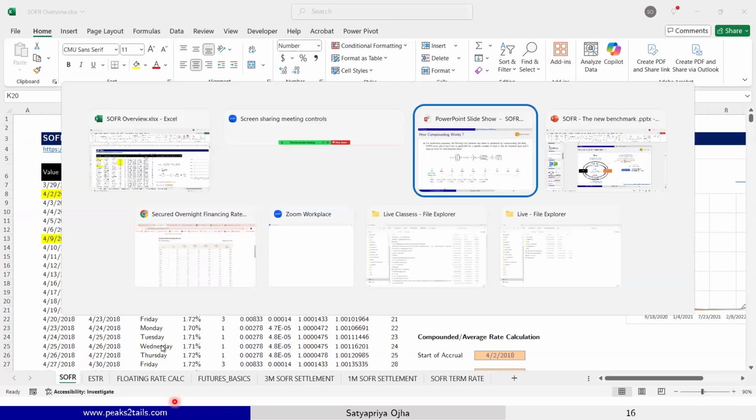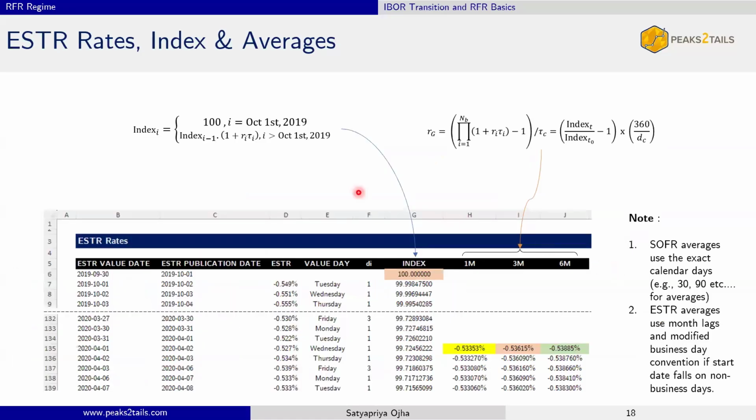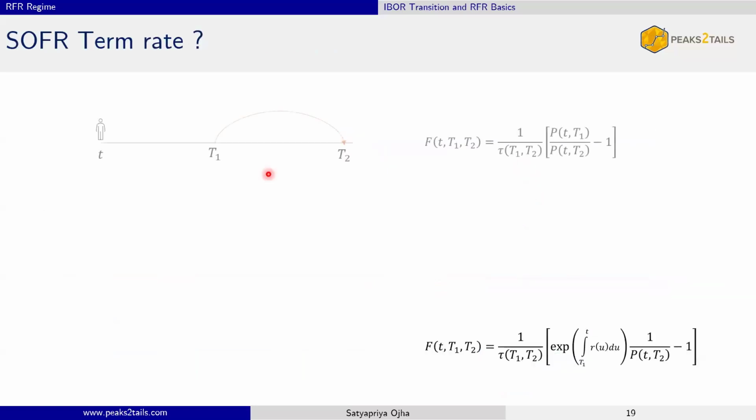If not, let's go back. This is something that we just discussed. We talked about SOFR rates, compounding, geometric mean, arithmetic mean, and how to calculate moving averages. Similar for ESTR, the risk-free rate for the Euro. The ECB publishes the daily ESTR rates. They also publish the moving averages, so you can take a look at that.